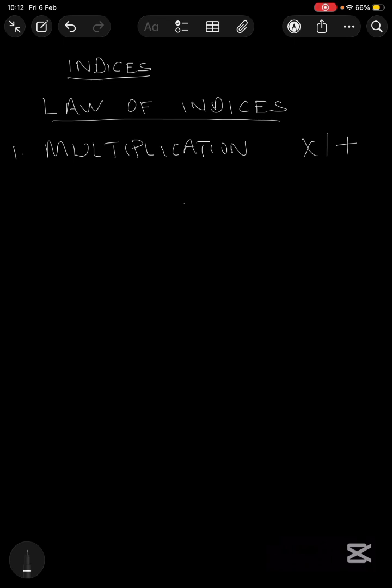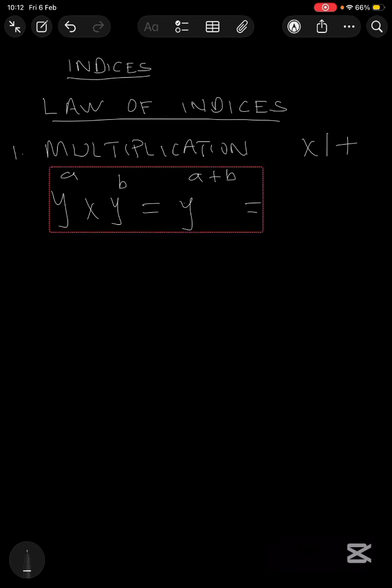For example, y power a times y power b is equivalent to, as you can see, this is the multiplication sign. Multiplication is the same as addition, so we add the powers, a plus b, which gives y power a plus b.